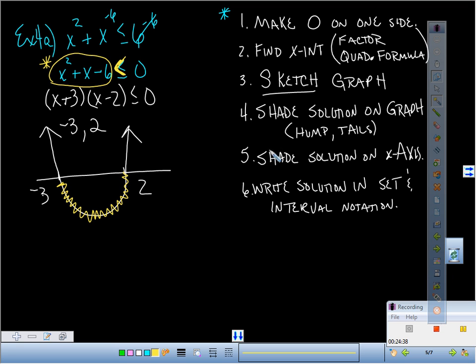Number 5 says, shade the solution on the x-axis. Y'all, where are the x's that give you this hump? Are they in between or on the outside? Everybody agree with that? Okay? Another way you can look at it is if you shade the hump, this is the part of the x-axis that you would hit. You see what I'm saying? Okay.